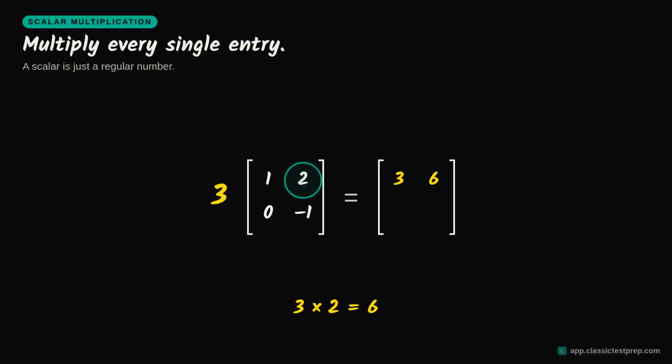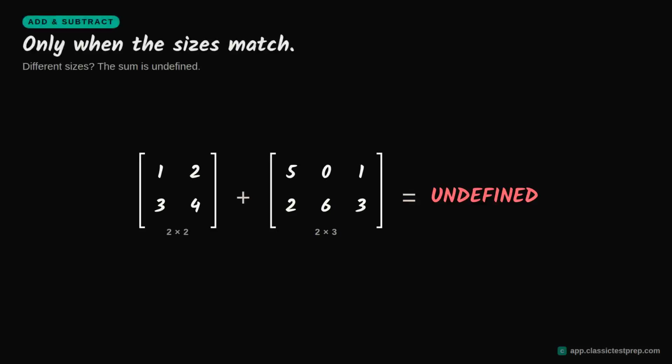Nothing else changes. So if I take 3 times a matrix with entries 1, 2, 0, -1, then I get 3, 6, 0, -3. Every entry times 3. That's the whole rule.